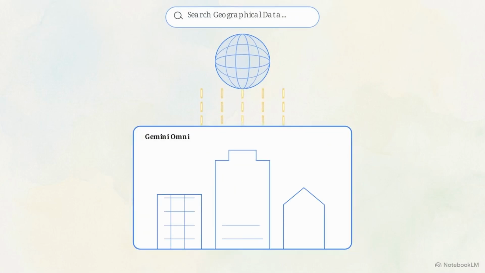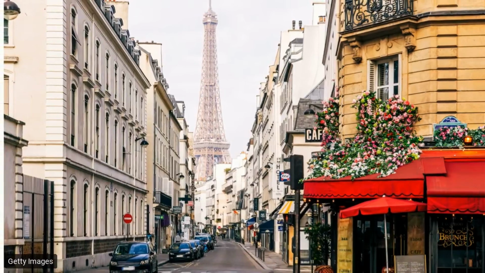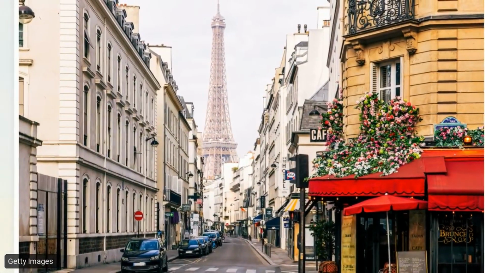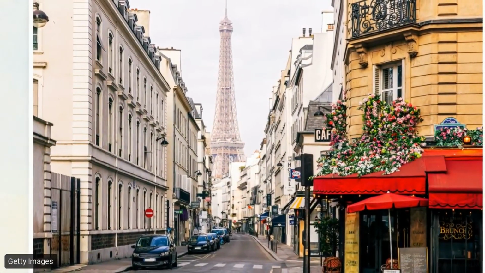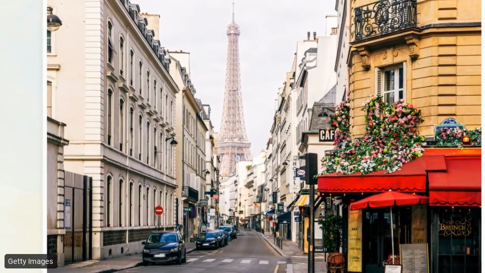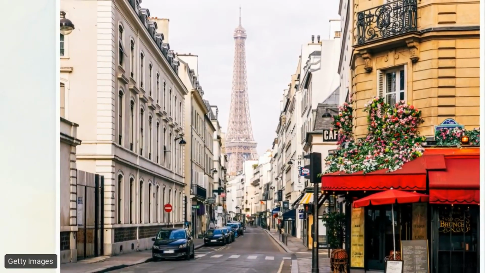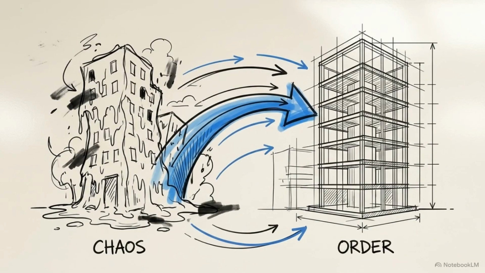Because Omni is tied into Google Search's geographical database, it pulls accurate environmental data. If you prompt it for Paris, it references real-world architectural details, floral arrangements, and the realistic scale of landmarks like the Eiffel Tower. By leveraging actual search data, Omni bridges the gap between synthetic, hallucinatory video and real-world spatial accuracy.